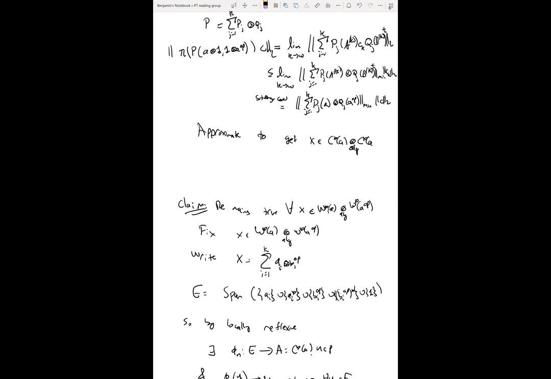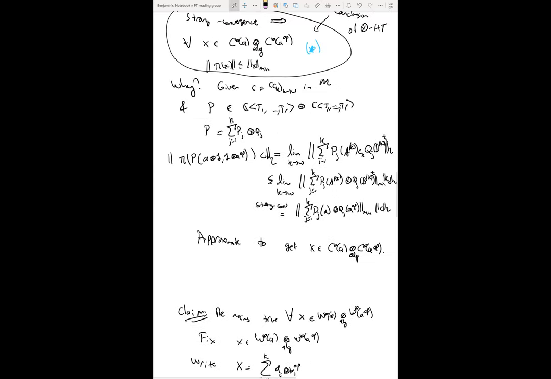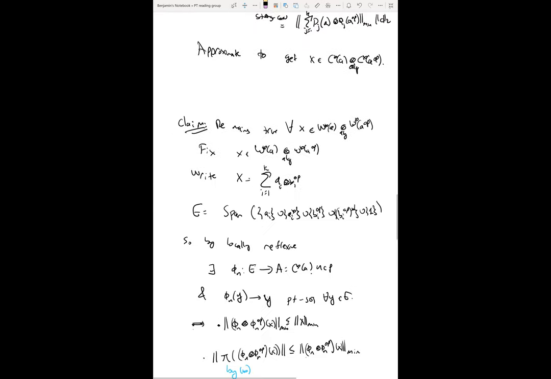Okay. So I can do it for polynomials, and this is a norm continuous thing, because I'm saying the statement. Okay. Any other questions about the proof?